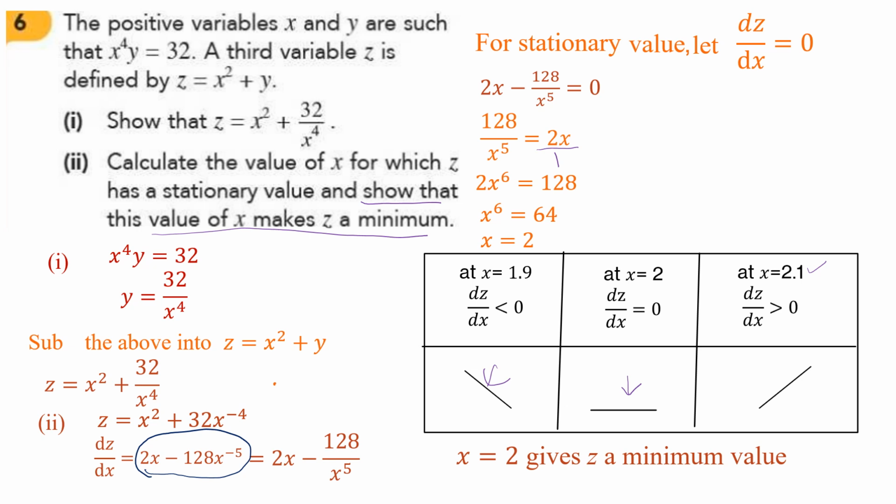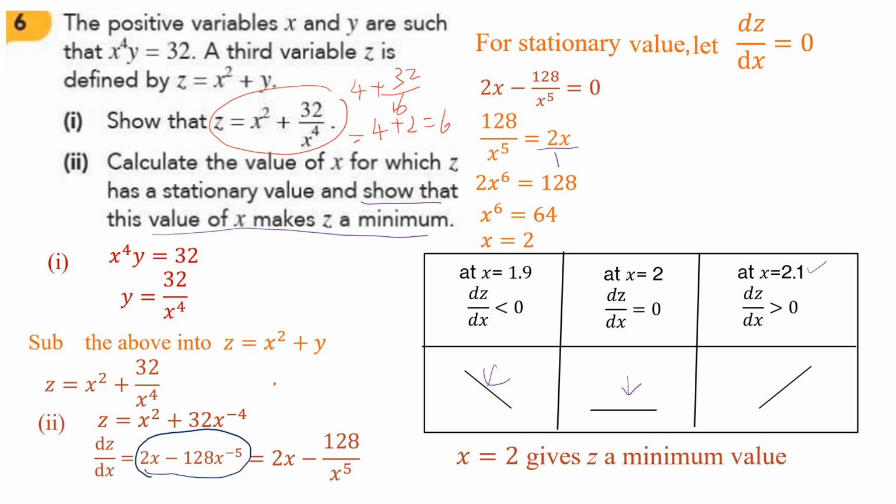That means when you substitute 2 inside this equation here, you will have 4 plus 32 over 2 to the power of 4, which is 16, right? So you can work out this value to be 4 plus 2, which gives you 6. So it's a value. It's not a point, it's a value. That's why x equals 2 gives the minimum value. So that's using the first derivative.